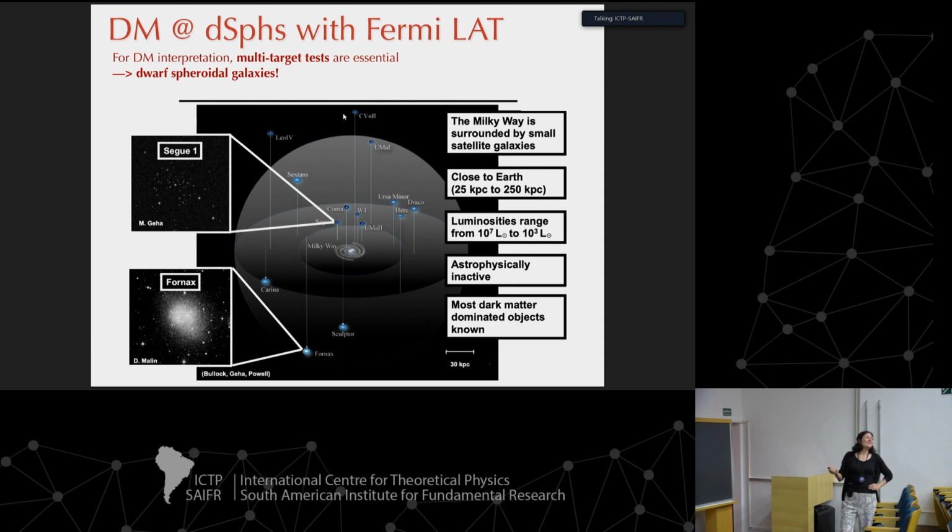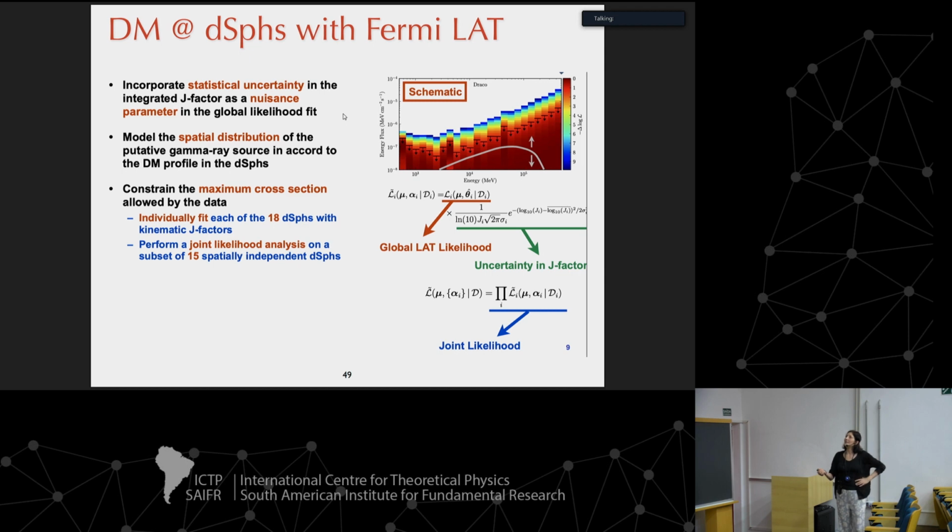Again, I guess you all know a lot about dwarf searches, but the point is that, as I was saying before, there is this population of dwarf galaxies, and one can look, and no astrophysical gamma ray emission is detected or expected from them. Because Fermi observes the whole sky, it can take the data from all these dwarf galaxies, fit dark matter, and do a joint likelihood analysis. This is what was done already back in the day.